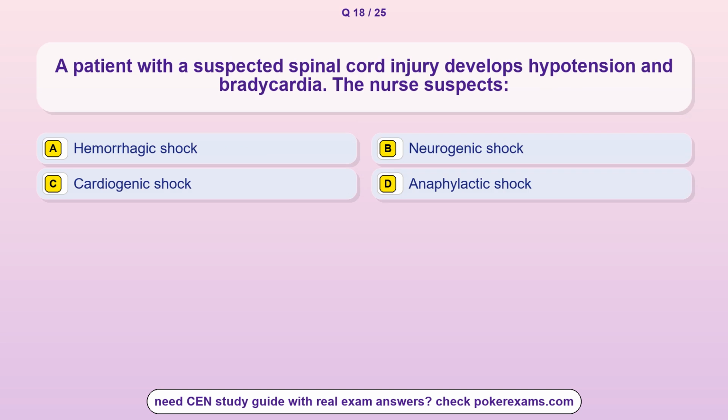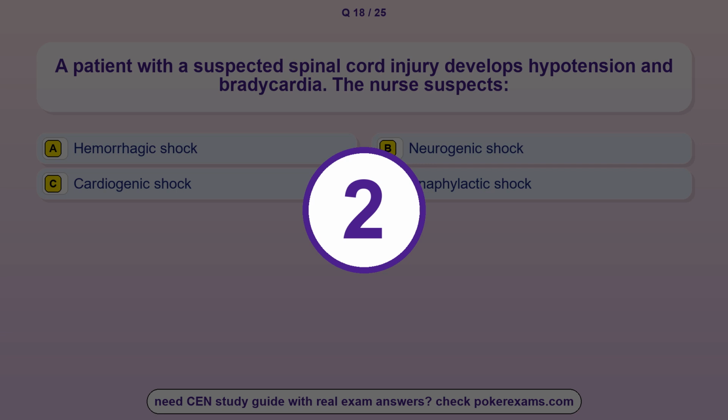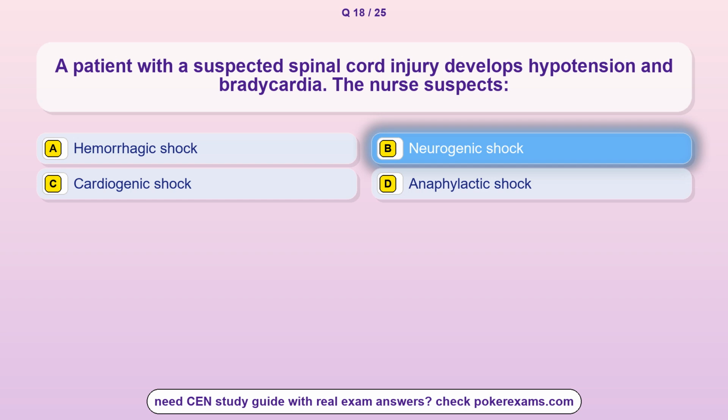Question 18. A patient with a suspected spinal cord injury develops hypotension and bradycardia. The nurse suspects: Option A, hemorrhagic shock. Option B, neurogenic shock. Option C, cardiogenic shock. Option D, anaphylactic shock. The correct answer is option B, neurogenic shock.